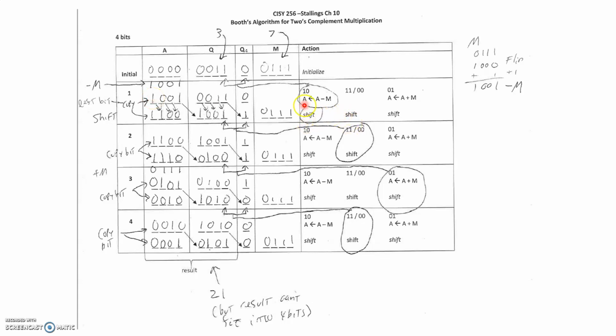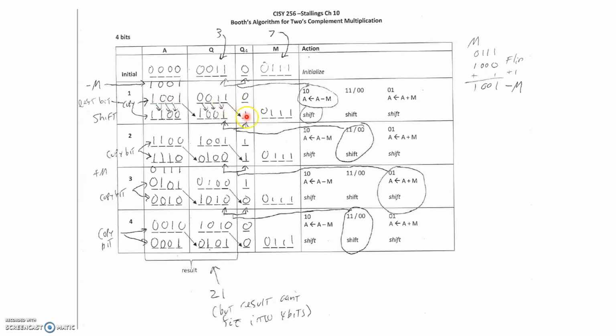The next thing that's going to be done is a shift. To make the shift a little bit easier, I'm just going to copy these bits down right now. So these bits are copied down, and now we're ready to do the shift. The idea of this shift is that everything within A and Q shifts 1 bit to the right.